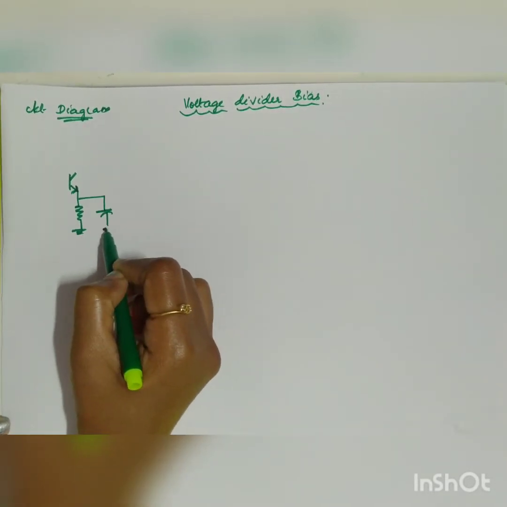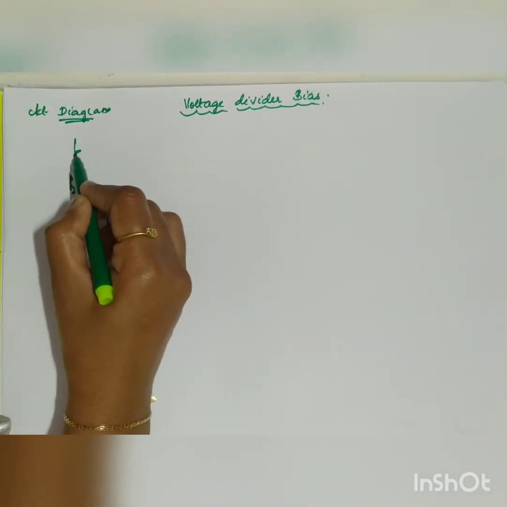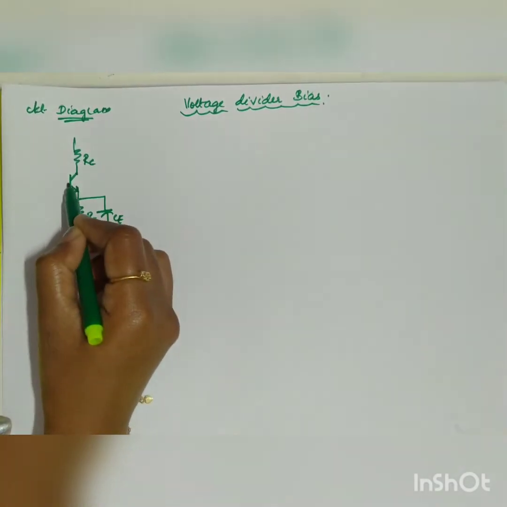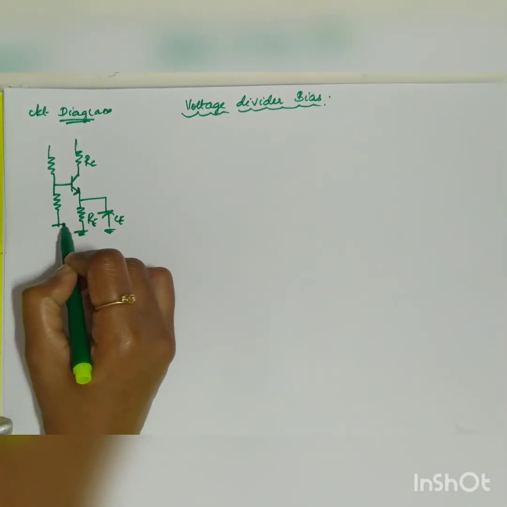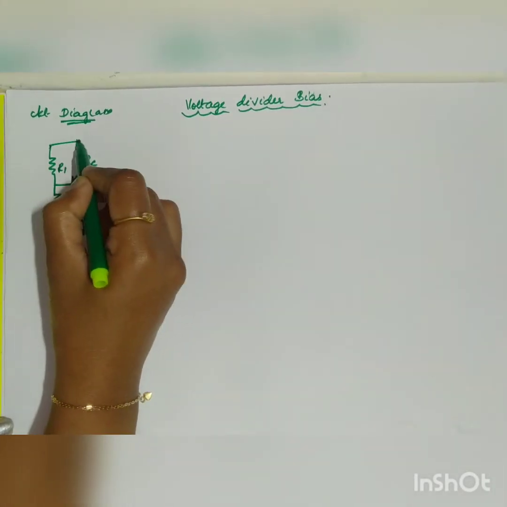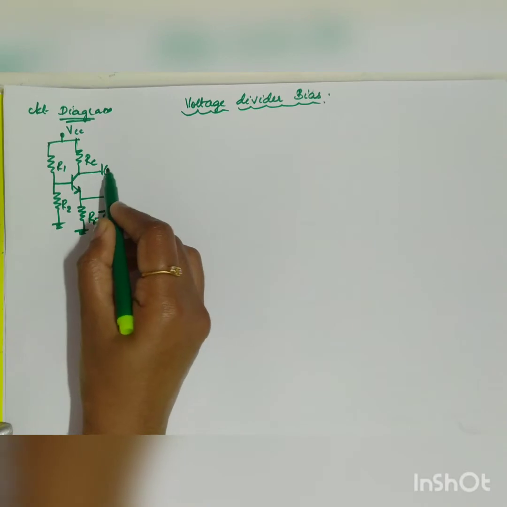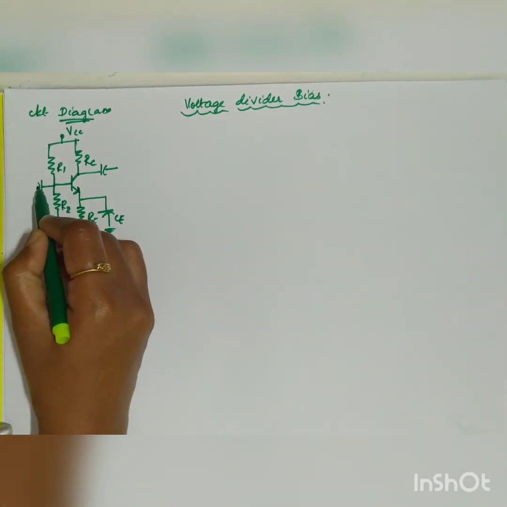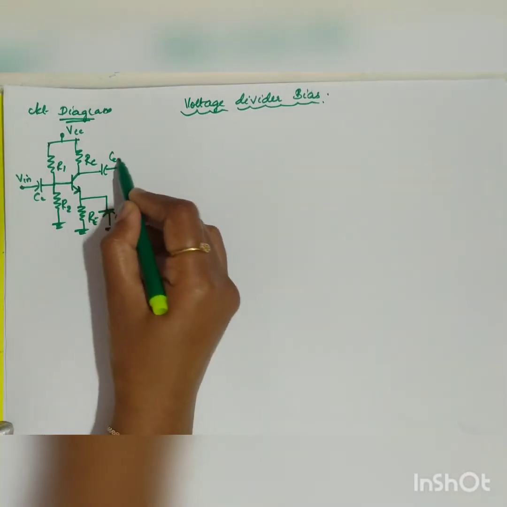For stability, you have your RE and CE. Across the collector you have your resistor RC, and across the input side you have two resistors, that is the voltage divider resistors, and hence the name R1 and R2. Input and output will have your coupling capacitors, V in, so CC and CC.